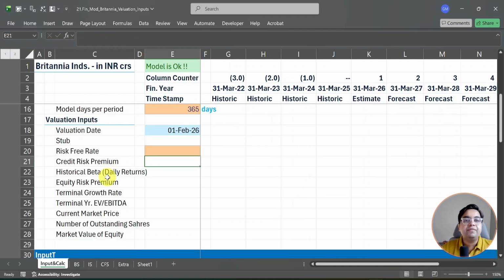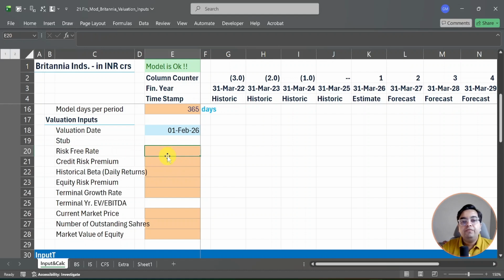Now we come to cell E21 up to the terminal growth. Everything is going to be input cell style. We leave this blank. We'll discuss this later, and we select these three and everything is going to be input. Now let's address each and every one of them.